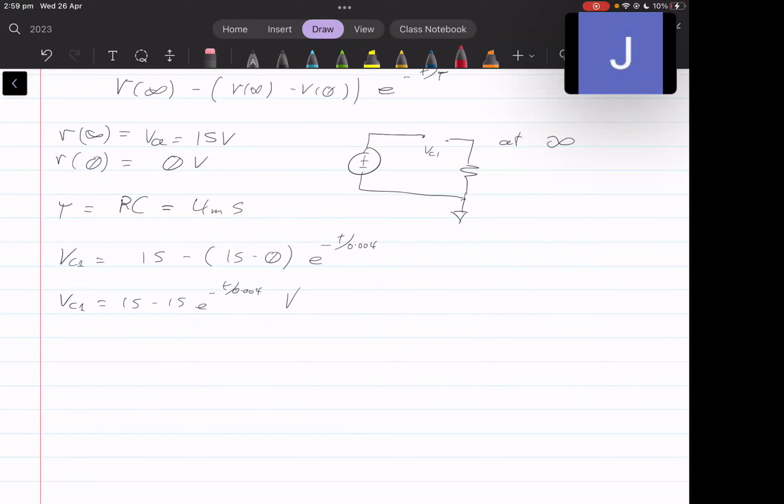So then to do the second part, where we wanted to find all the way to 60, because this will just be between 30 milliseconds. We need to find it for 30 to 60 milliseconds when the switch closes to ground.